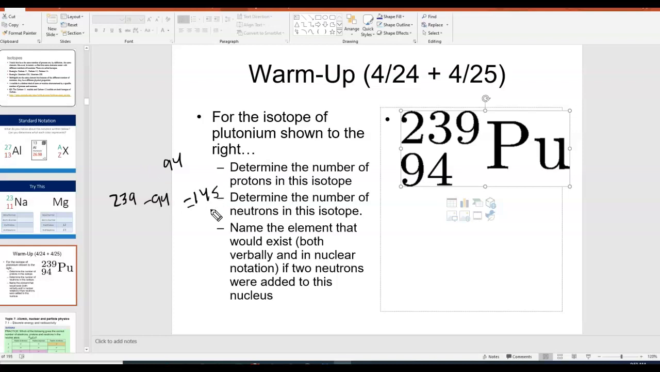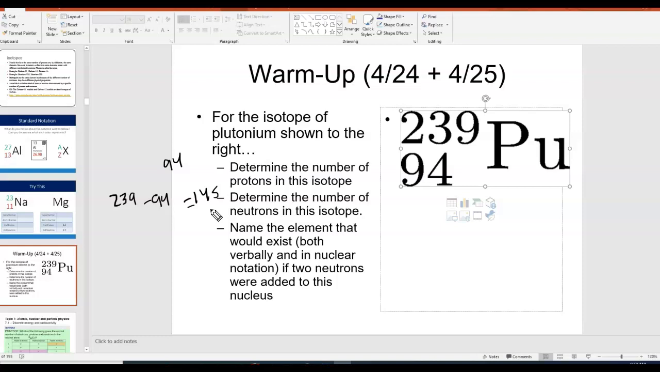Now, do keep in mind, we did talk about isotopes in the last video. Remember, isotopes occur when you have the same number of protons, meaning the same element, but different numbers of neutrons. Okay? And different isotopes can have different physical properties, like we talked about before.